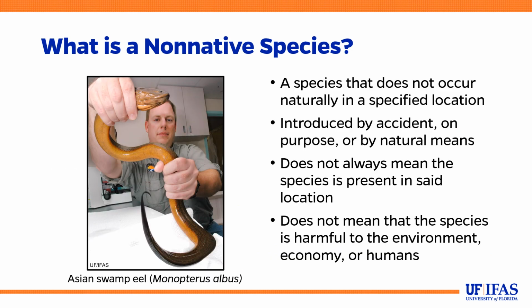When a species does not occur naturally in a specified location, it is called a non-native species. A non-native species was introduced to a new area it did not originally inhabit, either by accident, on purpose, or naturally. The Asian swamp eel is native to northern India, to Burma, and China, and is now found around Tampa and South Florida. Its method of introduction to Florida is unknown, but it could have been on purpose, released, or an accidental escape into the wild.